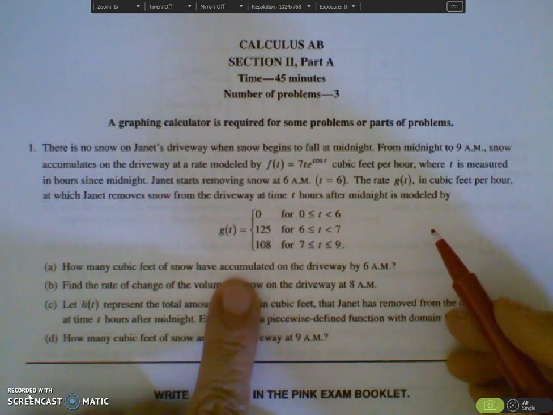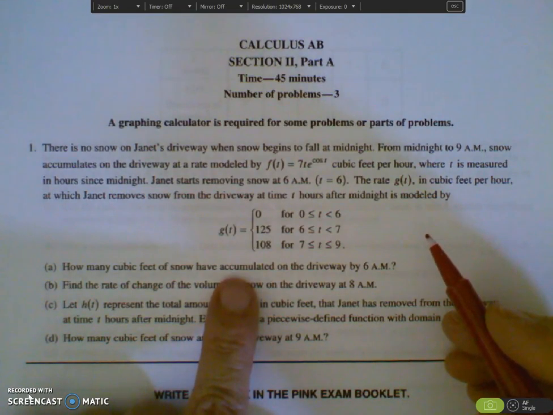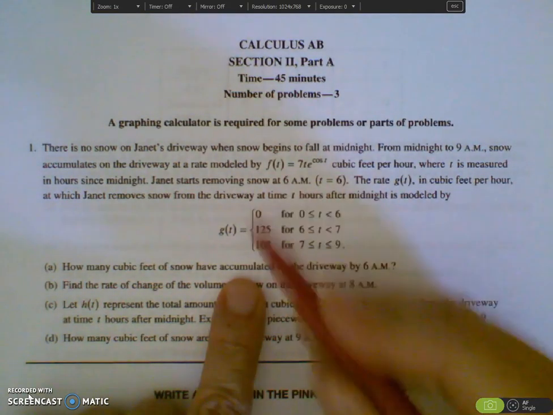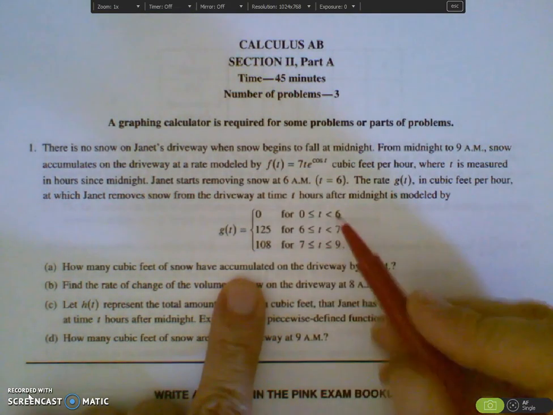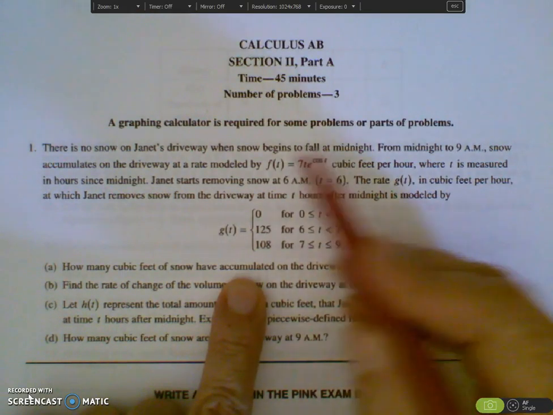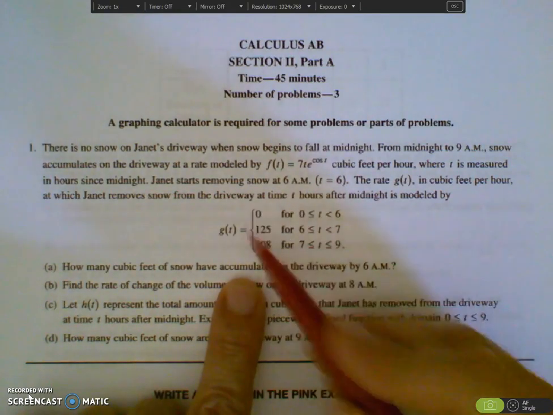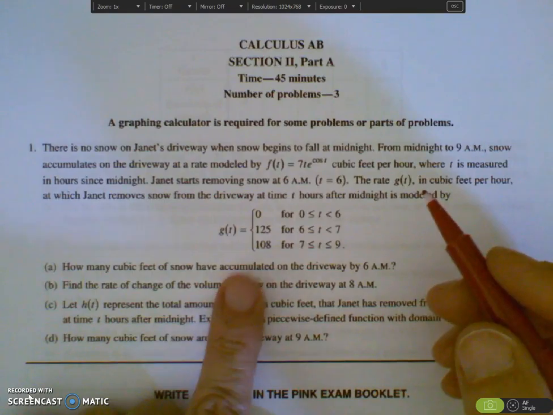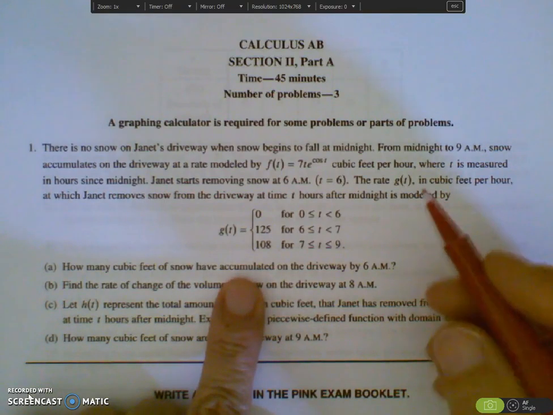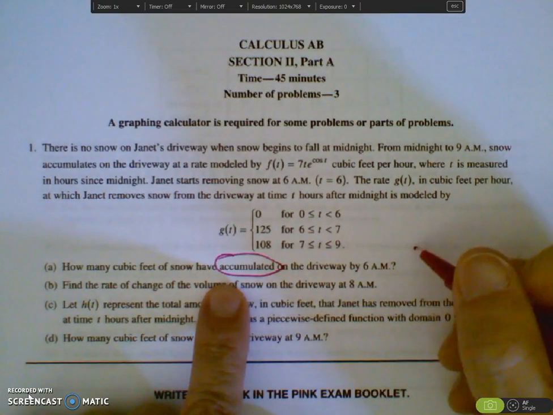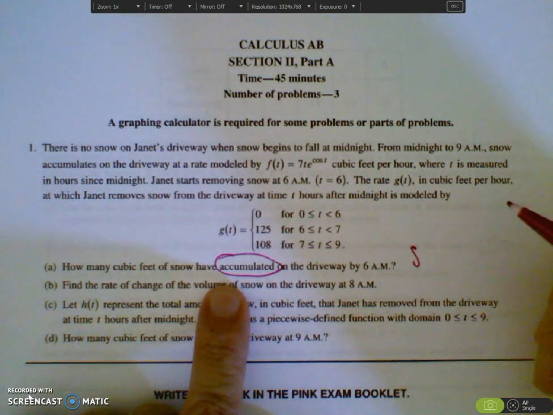So, as I go through, you might want to take note of the key words that help me make the decision. Here, what I've been given is a rate. I have the rate at which snow is falling onto the driveway, given here, and here is the rate that Janet is going to be removing the snow from the driveway. The first question asks me how many cubic feet of snow have accumulated on the driveway. Accumulation is like adding things up, and so this problem calls for an integral.